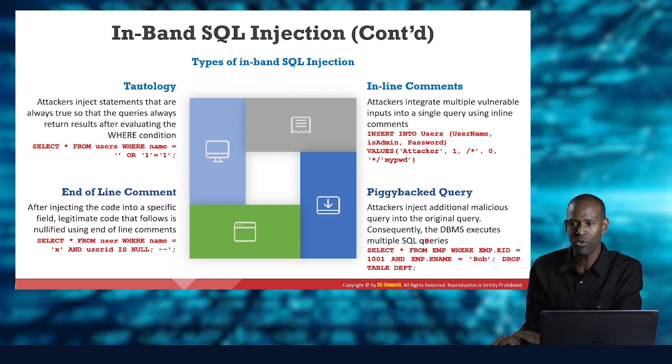There's also piggyback queries. So here's a query, select star from employees, where employee ID equals 1001 and employee ID equals Bob. And then after that semicolon, I'm piggybacking a new query. Drop table department. And so the database says, all right, I found this whole Bob thing. Oh, all right, I deleted the table. Bye-bye. And the table has been dropped. So that is a piggyback query.